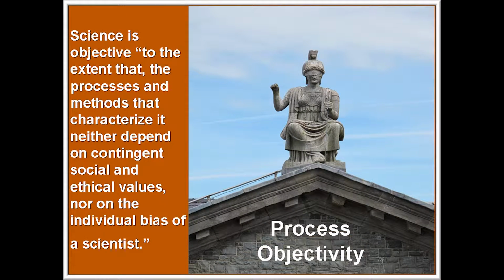The second concept of objectivity that I found is process objectivity. Science is objective to the extent that the processes and methods that characterize it neither depend on contingent social and ethical values, nor on the individual bias of a scientist. Well, what does that really mean? Let me explain first the easier of the two concepts to explain, product objectivity.